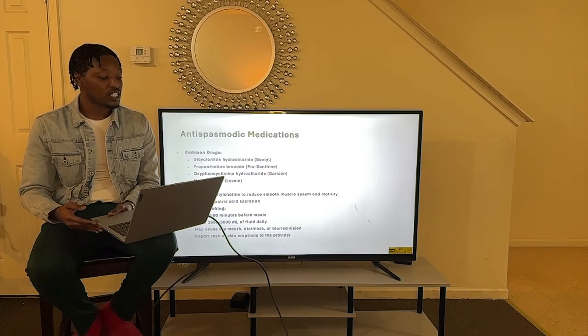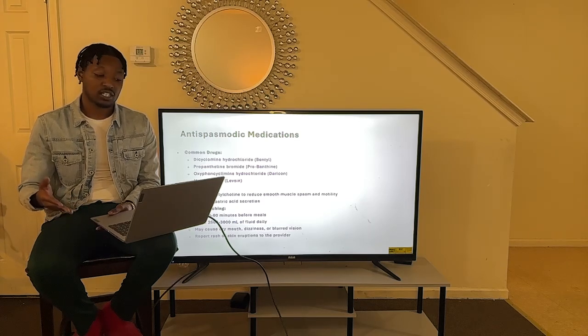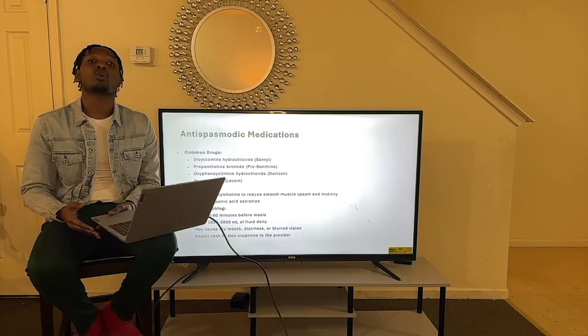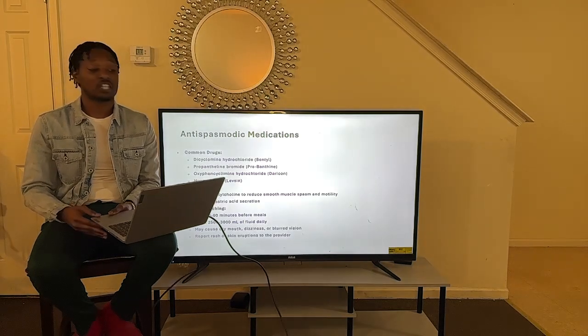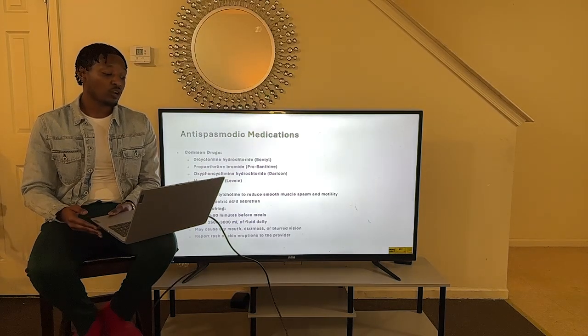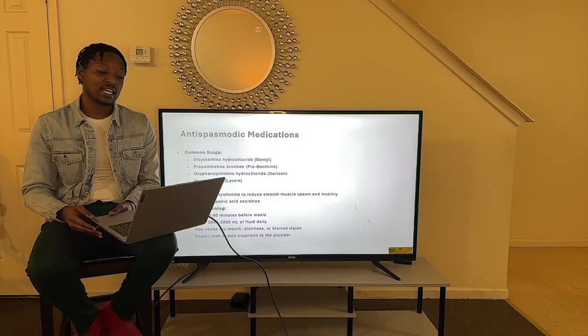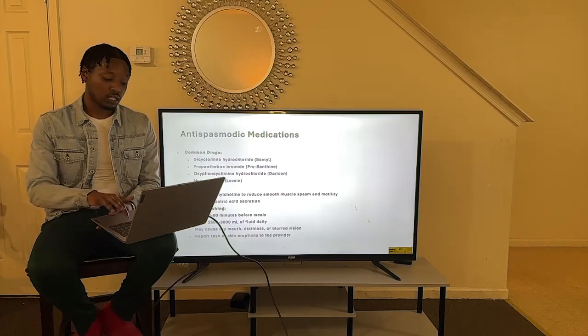You want to teach your patient to take it 30 to 60 minutes before meals. Drink 2,500 to 3,000 milliliters of fluid daily. It may cause a dry mouth, which is why you want to drink all these fluids. It may make you dizzy or may make you have blurred vision. You want to report rash or skin eruptions to your provider because this could indicate an adverse reaction and they may need to switch some things up.